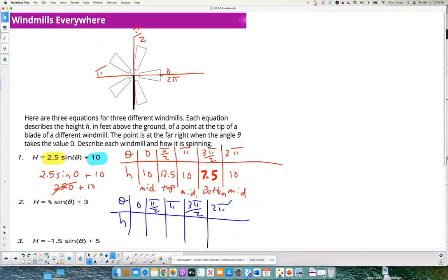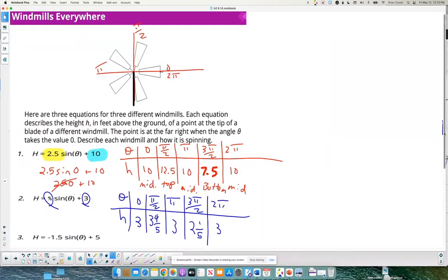And kind of the same situation here. We're just shifting up 3 now. So it's 0, pi, and 2 pi, we're at 3. My amplitude's 4/5, so at pi over 2, we're going to be up at the top. So that's going to be 3 4/5. And at 3 pi over 2, we're at the bottom, so that's going to be 2 1/5. Okay, so same idea here.